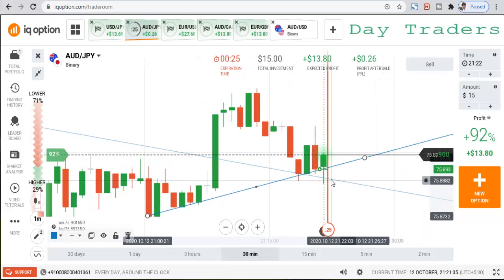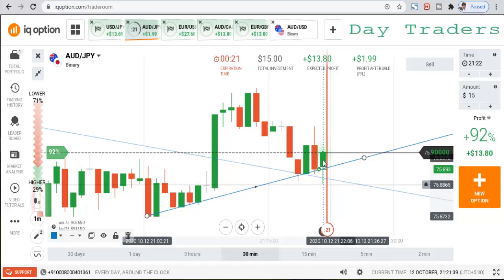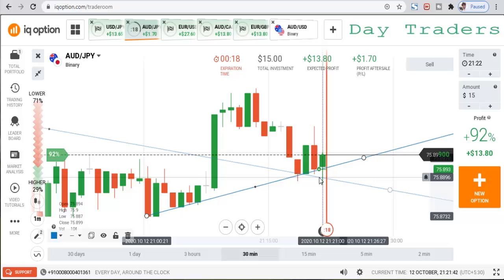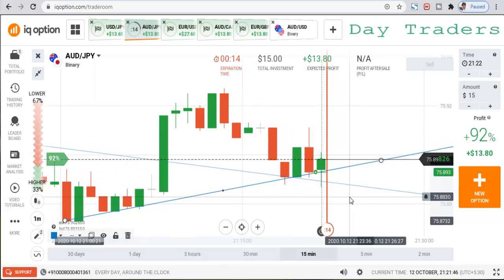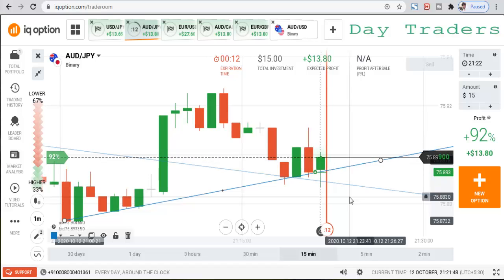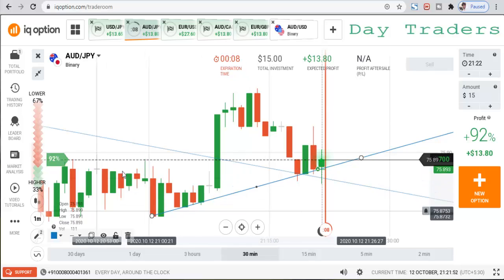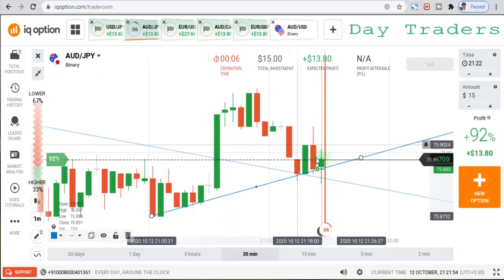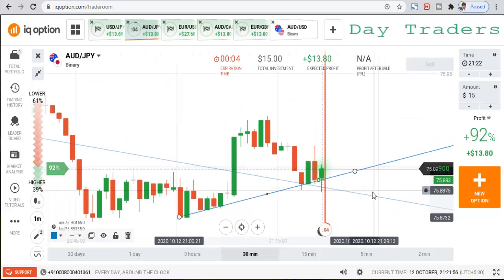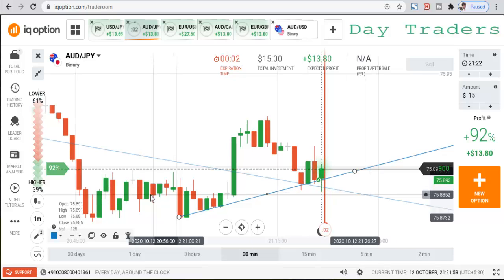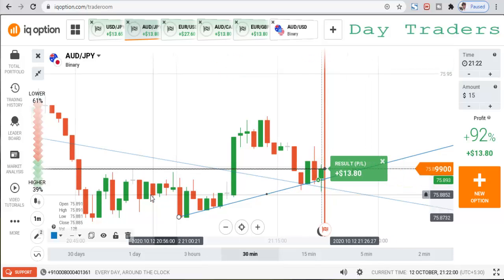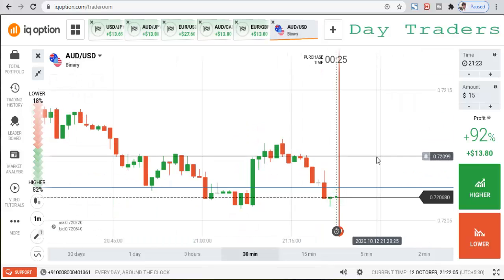Okay, let's see. You can see this candle touch the resistance support area after very strong buyers entry. But this volatility is very high. This type of market is not good. Okay, this is also a winning trade. Check the next pair.